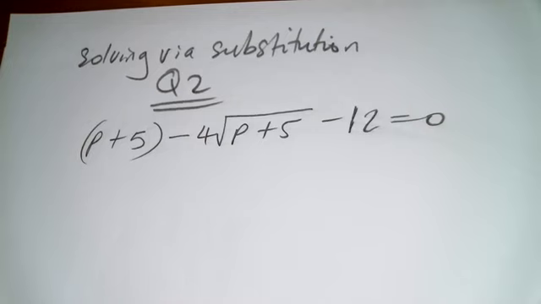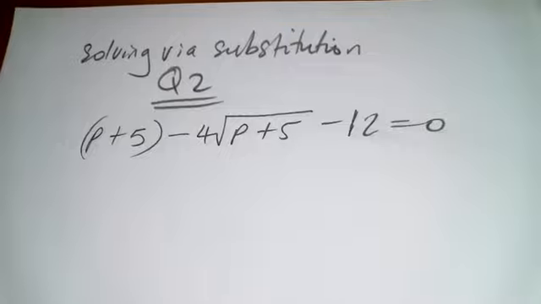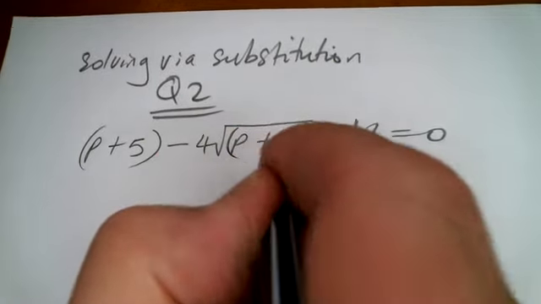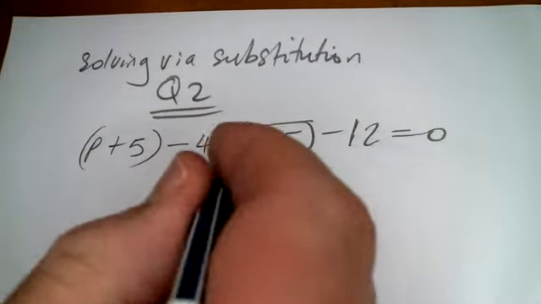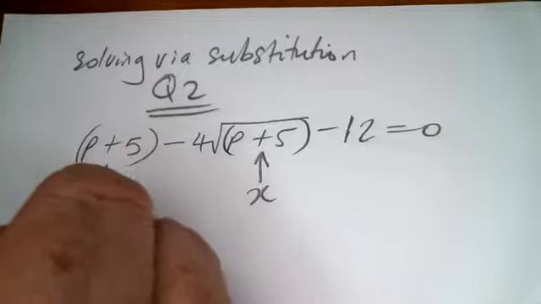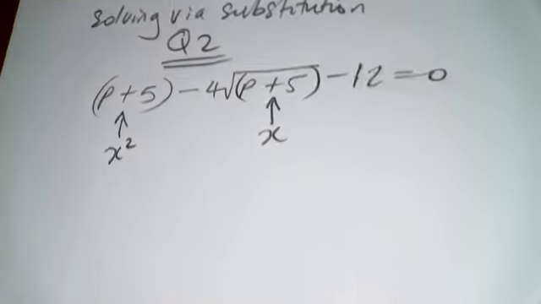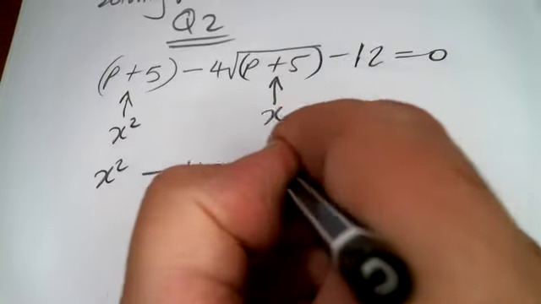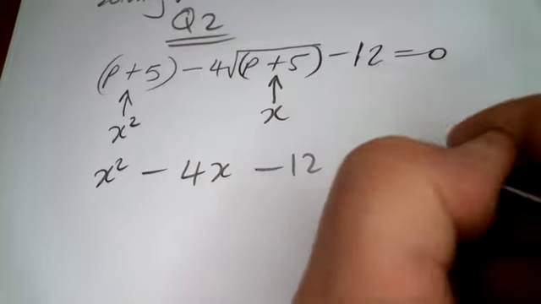All right, the next question for solving via substitution. Again, we can readily recognize now a root p minus 5, which we could call an x, and a squared version of a square root of p plus 5, which we can call x squared. So this works out nicely again. So we've got x squared minus 4x minus 12 is equal to 0.